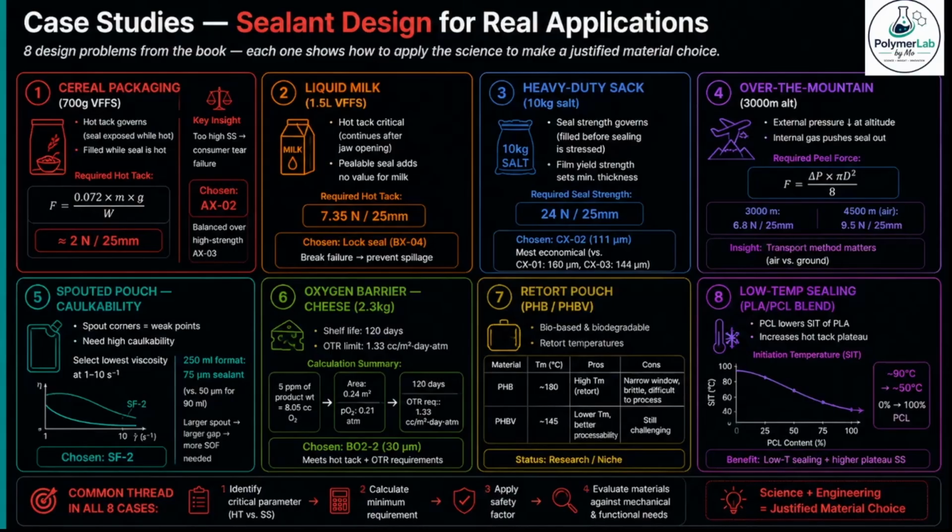Over 125 days, and 0.24 square meter of package area with 0.21 atmosphere oxygen partial pressure, the required OTR is 1.33 cc per square meter per day per atmosphere. Film at 30 microns meets both the mechanical requirement for hot tack strength and the oxygen barrier requirements.